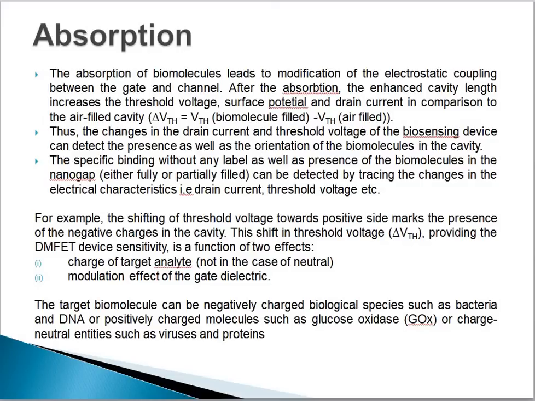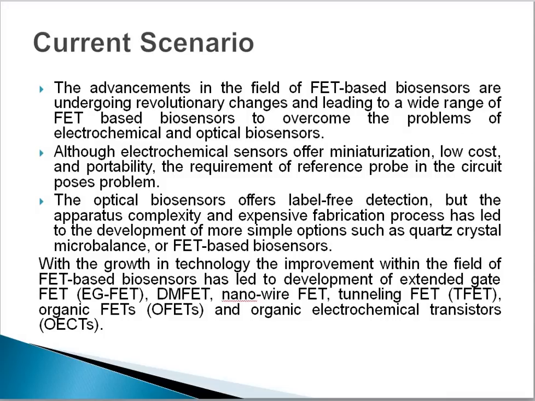The target biomolecule can be a negatively charged biomolecule species such as bacteria and DNA, or a positively charged biomolecule such as glucose oxidase, or a charged neutral entity such as virus and protein. Bacteria or DNA, it is only the negatively charged biomolecule. Glucose oxidase, it is the positively charged biomolecule, and the virus and the protein, it is the charged neutral biomolecule. Next is the current scenario.